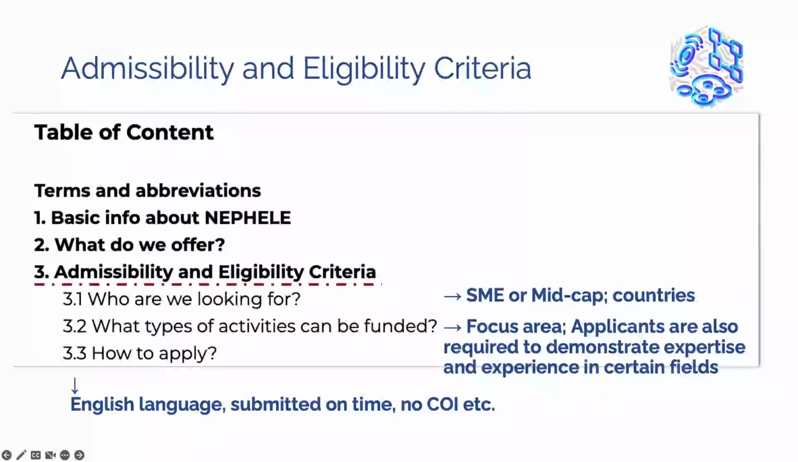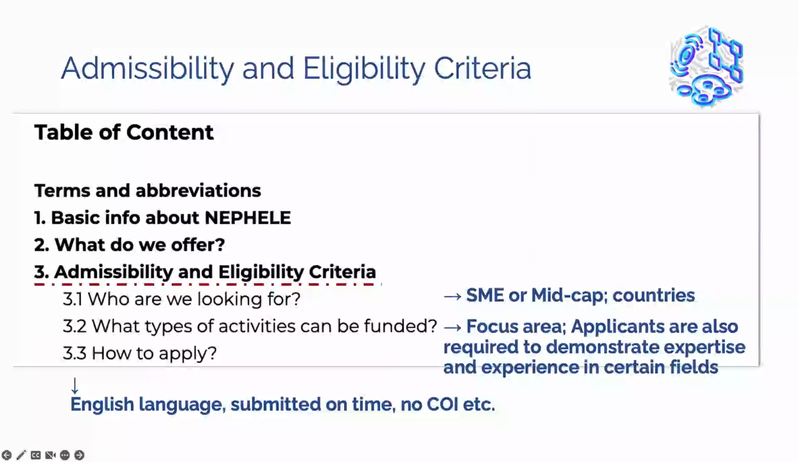Then the second sub-chapter identifies the types of activities that we're funding, and you just heard the presentation from Tassos explaining all the activities in more detail. But still, read it carefully, pay attention to the focus areas, and make sure that you demonstrate expertise and experience in at least one of the defined fields, because that's also necessary for this open call.